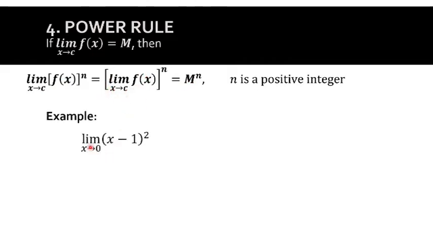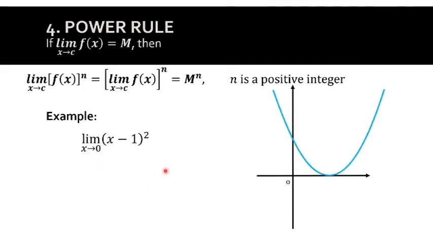Example, find the limit of x minus 1 quantity squared as x approaches 0. We can show this as the parabola opening upward, where the equation of the parabola is y is equal to x squared minus 2x plus 1, or equal to x minus 1 quantity squared. We're going to find the limit as x approaches 0. Solution, using the power rule, and change this into a power of the limit of the function.